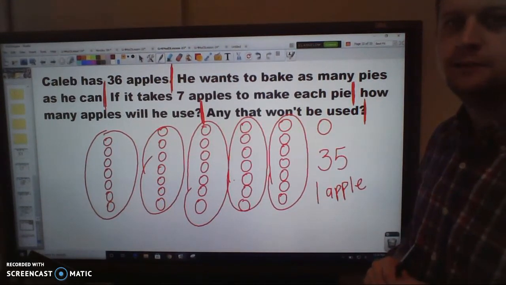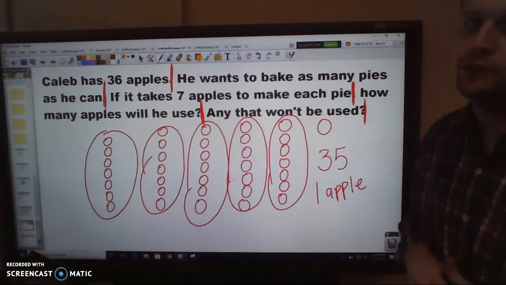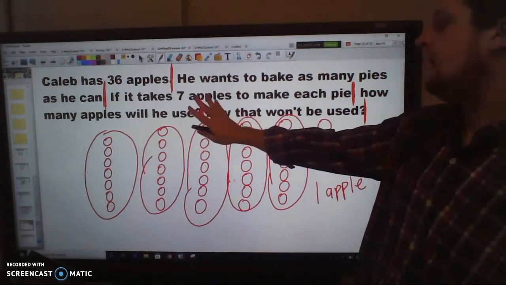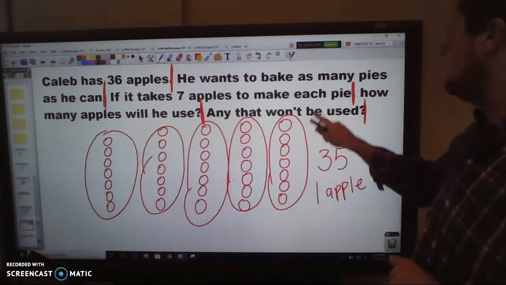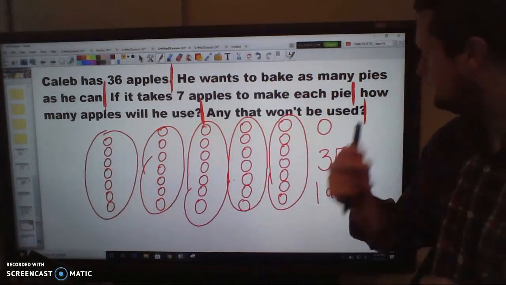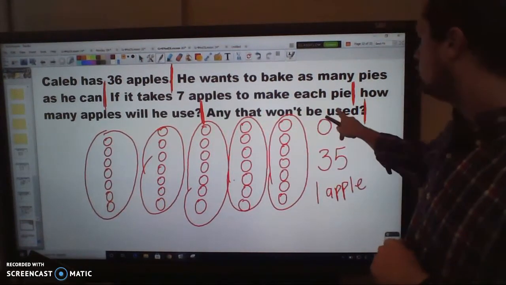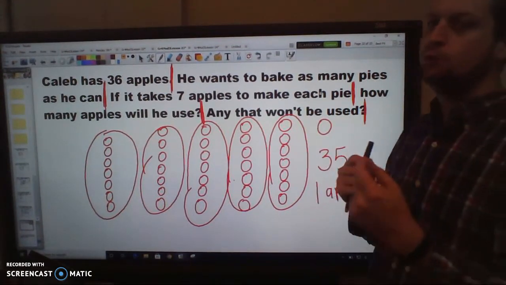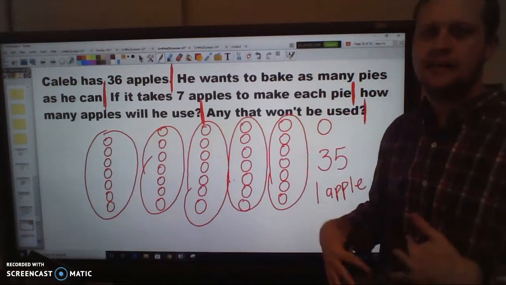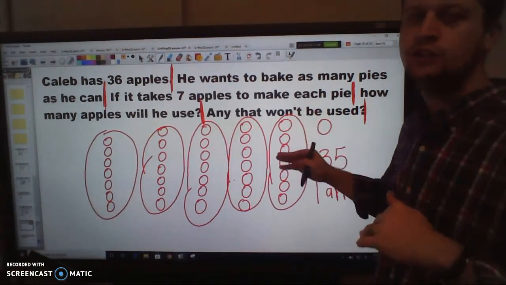pies. But again, this one you really had to pay attention to what the question was, because if the question was how many pies is he going to make, then it would be 5. But it's asking us how many apples, and he's using 35 apples, and then there's going to be 1 that he won't use. All right, so again, super important that we're looking at what the question is asking us. Yes, the division is pretty easy, but look at what the question is asking.